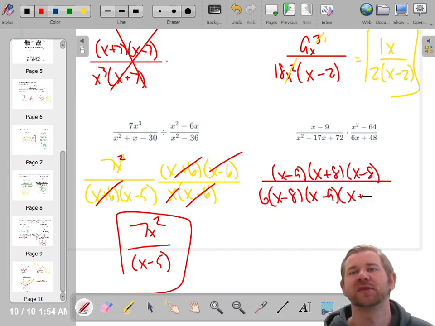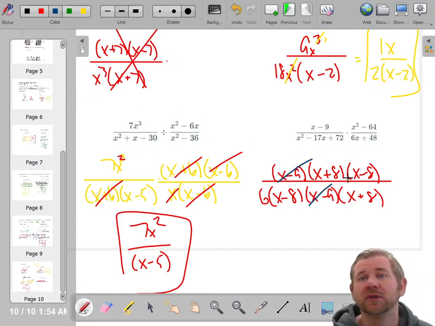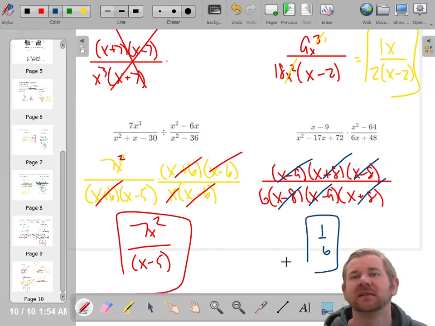And now it's x plus 8. So what cancels out? Boom, boom, boom, boom. Wow, 1/6. Everything canceled out except for the fraction, the 1 over 6.